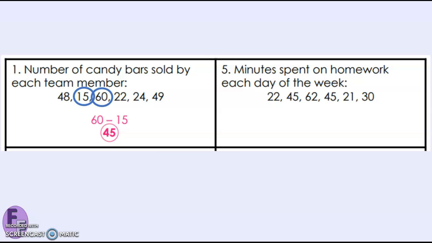Minutes spent on homework each day of the week. Again, find the largest and the smallest number. The smallest number is 21, where the largest number is 62. Subtract the two numbers and get 41 for your range.